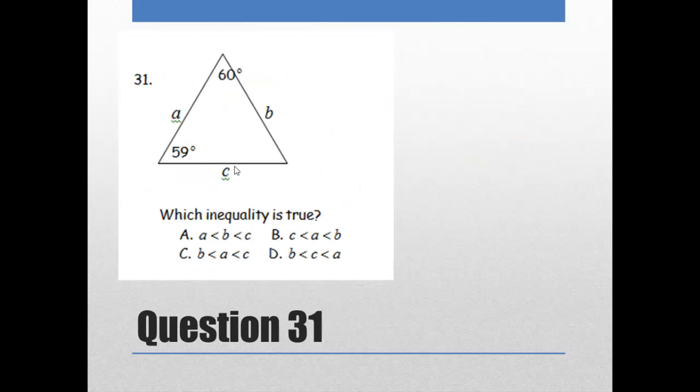31, similar question. So we need to list them in order again from the least to greatest. 59, 60, so this is a 61-degree angle. And we know that the smallest angle, or smallest side, is opposite the smallest angle. So B is the smallest side. And the next one from that would be C. And then the next biggest would be A. So we're looking for B is less than C is less than A. So the correct answer is D.